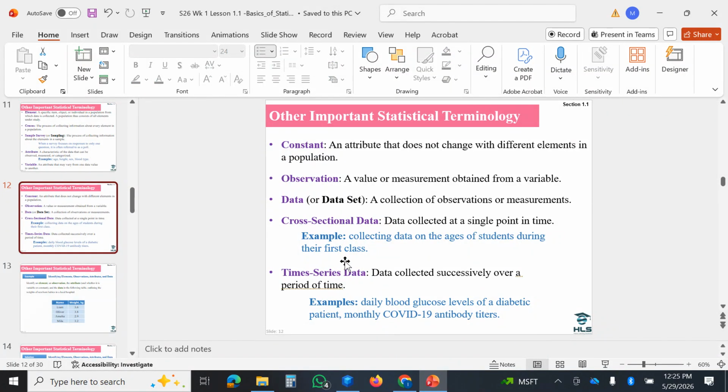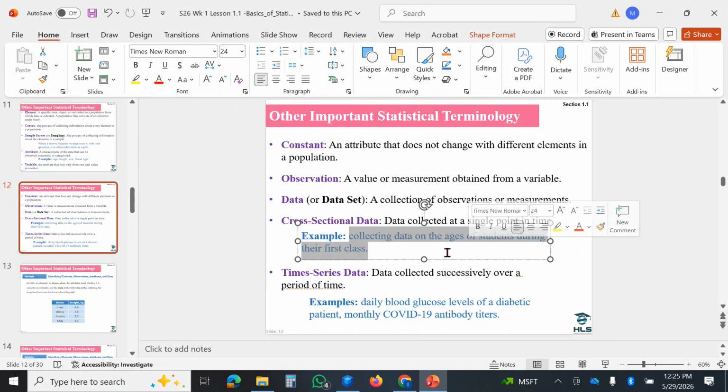Constant, an attribute that does not change. Observation, a value or measurement obtained from a variable. Data or data set, a collection of observations or measurements. Cross-sectional data, data collected at a single point in time. An example here, collecting data on the ages of students during their first class. That is cross-sectional data, collecting all the data at the same point in time.